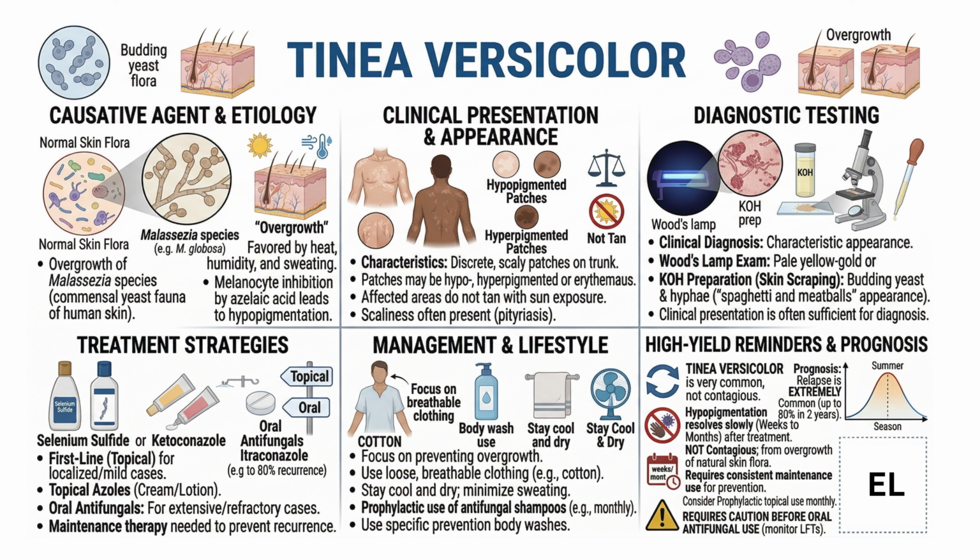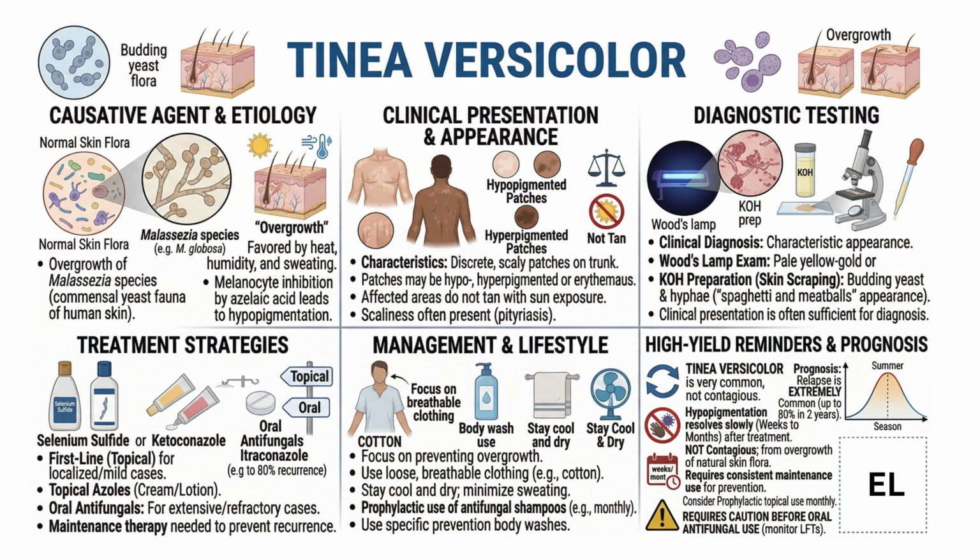The most important factors that promote this overgrowth are heat, humidity, and sweating. That is why Tinea versicolor is extremely common in tropical climates and during summer months. Another important mechanism involves azelaic acid, a substance produced by Malassezia. Azelaic acid inhibits melanocyte activity, reducing melanin production. Because of this effect, affected areas may appear hypopigmented, especially in individuals with darker skin tones. So, in simple terms, the disease occurs due to overgrowth of a normally harmless yeast under favorable environmental conditions.